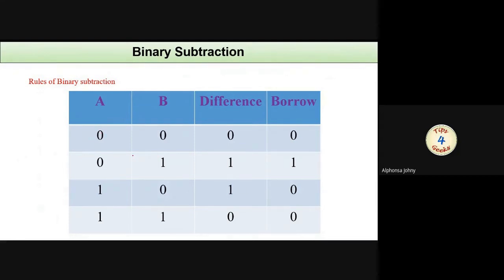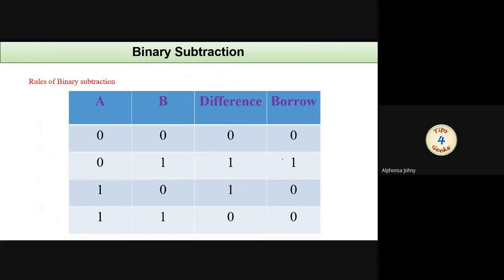First, 0 minus 0, the result is 0 and borrow is also 0. We can subtract 0 from 0 and there is no need to take borrow from the higher bit position. Next, the value of A is 0 and the value of B is 1. And we are trying to subtract 1 from 0, that is 0 minus 1. But it's not possible since 0 is less than 1. So we have to take a borrow from higher order position and make it as 10. 10 is nothing but 2 in the case of binary. Then 10 minus 1, that is 2 minus 1.